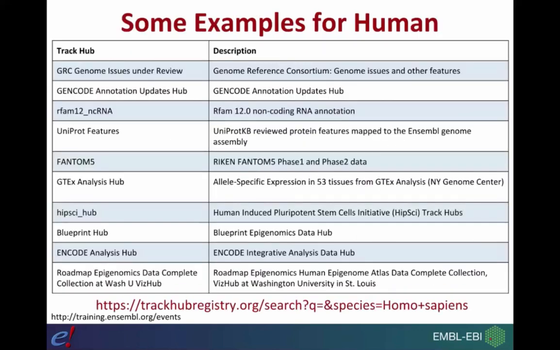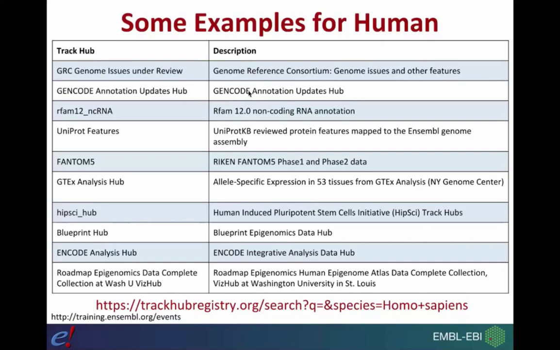These are some examples from the Track Hub Registry and the track hubs that are available there. If you are interested in genome annotation and newest updates to annotations, or maybe looking at a gene that looks a little bit dodgy, you may be interested in the GRC genome issues under review track hub. So this visualizes known problems with the human genome assembly. There's also one on GENCODE annotations.